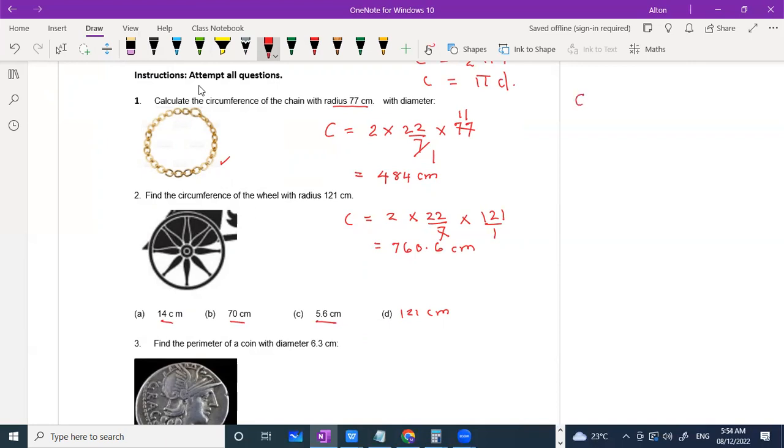So the first one is if the radius is 14, 2 multiplied by pi, which is 22/7, multiplied by 14. That's part A. And that will give us 7 into 14 is 2. So we end up with 22 by 2 is 44, by 2 is 88. So this will be 88 centimeters.